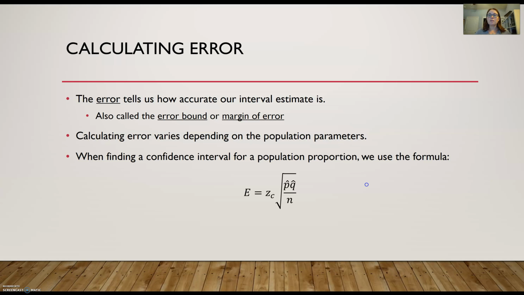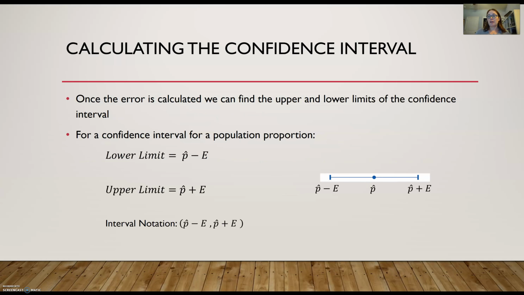Once I get that error, then I'm going to go back to that sample proportion that we got, P hat. I'm going to subtract the error from it to get the lower limit and add the error to it to get the upper limit. And then if I wanted to write it in interval notation, it's right here. Now this interval is always going to look like this if I were to draw it on a number line. P hat's always going to be right in the middle, and then my upper limit on the right and my lower limit on the left.